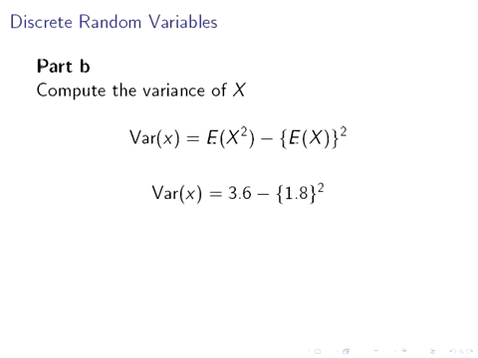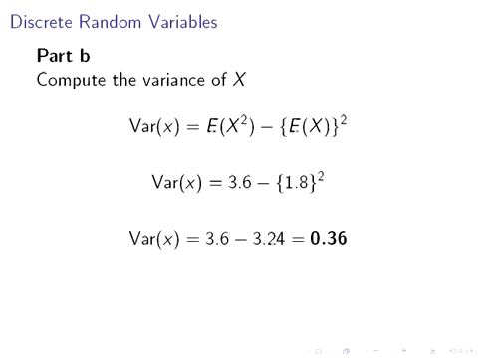Just to finish off, we go back to the formula I mentioned earlier. The variance of x equals 3.6 minus 1.8 squared. Multiplying that out, we get 3.6 minus 3.24, and working that out, we get a variance of 0.36. So 0.36 is our answer to part B. So k equals 1, the missing value is 1, and the variance is 0.36. And that ends our presentation.